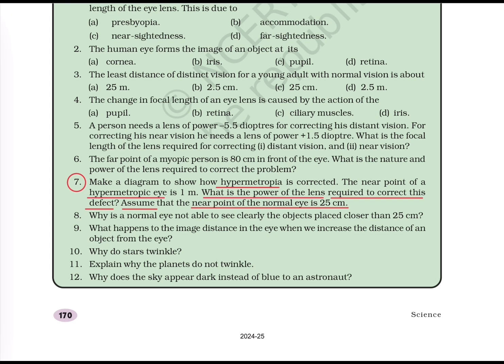Considering the values that are given in the question, we can now easily state that the object which we want to see is kept at a distance of 25 centimeter on the left hand side of the lens, and the image of this object is to be produced at 1 meter.